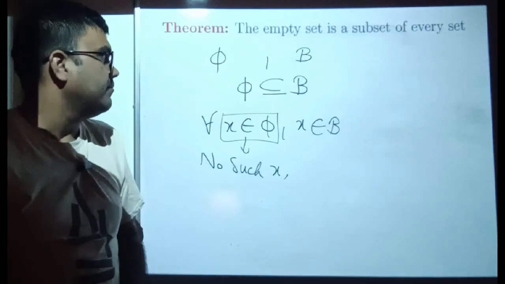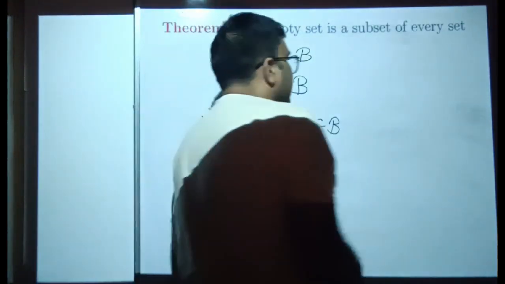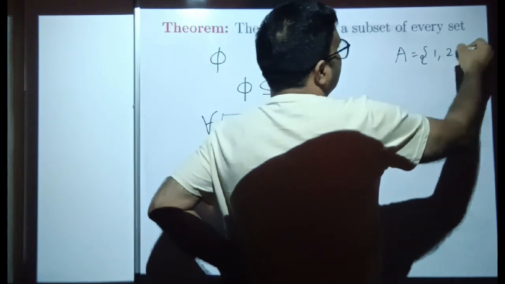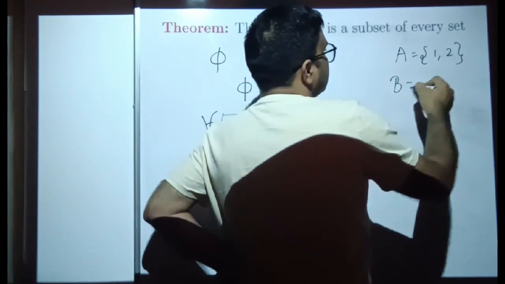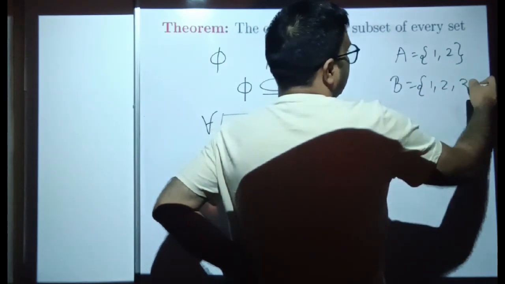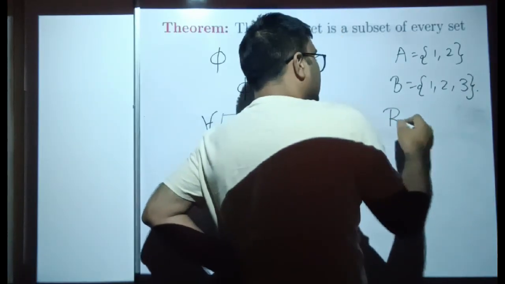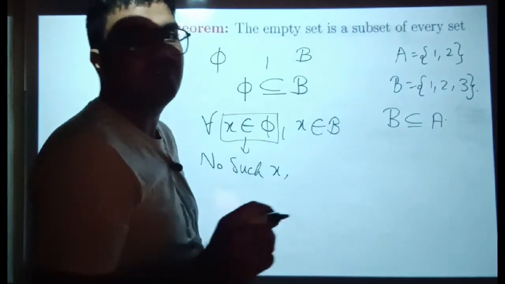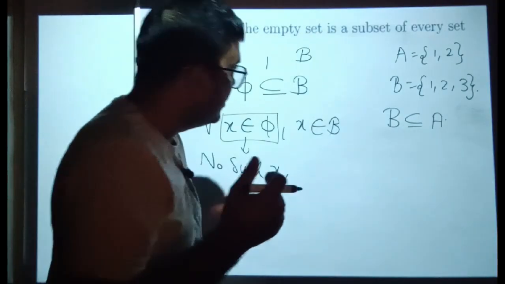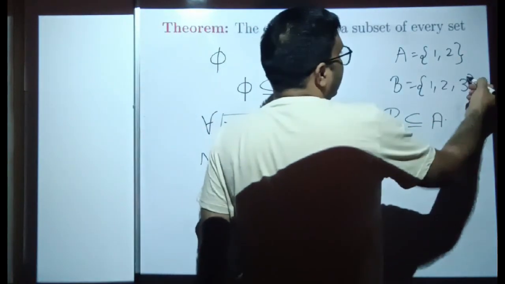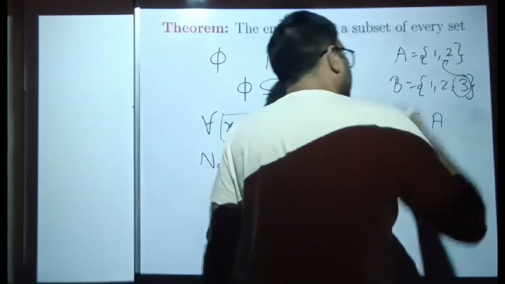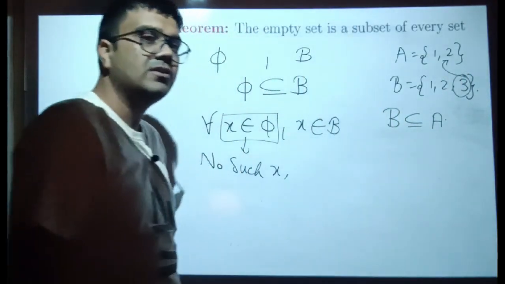Or when we were talking about the subset, say we have a set A with elements 1 and 2. We are talking about another set B with elements 1, 2, 3. I ask you whether B is a subset of A or not. What you try to do is, you try to find an element in B which is not an element of A. These are called the counter examples.